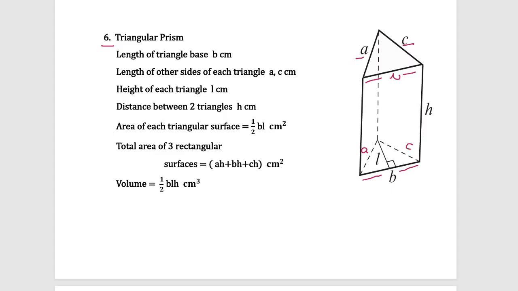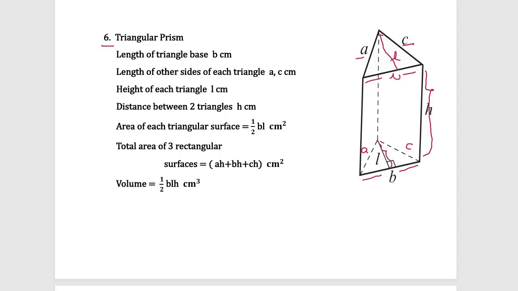The height of each triangle is l centimeter. This is the height of the triangle. Also, there is a height of l centimeter on the other side. So the distance between the 2 triangles is h centimeter. This is the distance between the 2 triangles, which is h centimeter.